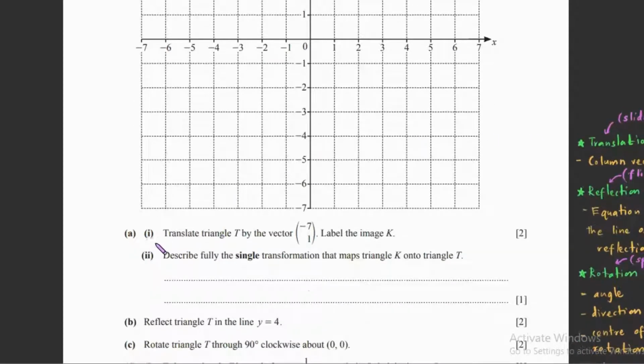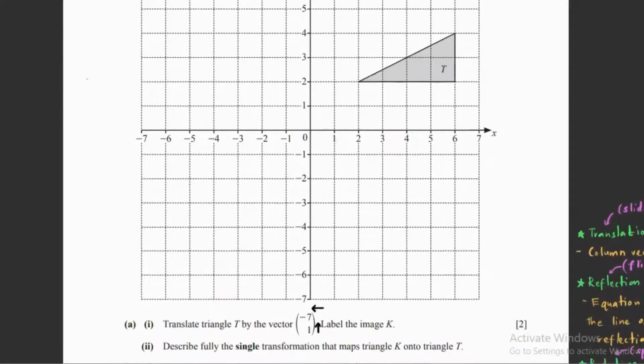And the first part of it, A1, translate triangle T by a vector -7, 1 and label the image as K. So the triangle T is given on the grid, and there is a column vector which is -7, 1. The -7 in the column vector explains that it's going to move 7 units to the left, and this 1 at the bottom explains that it's going to move 1 unit up. To translate means to slide it.